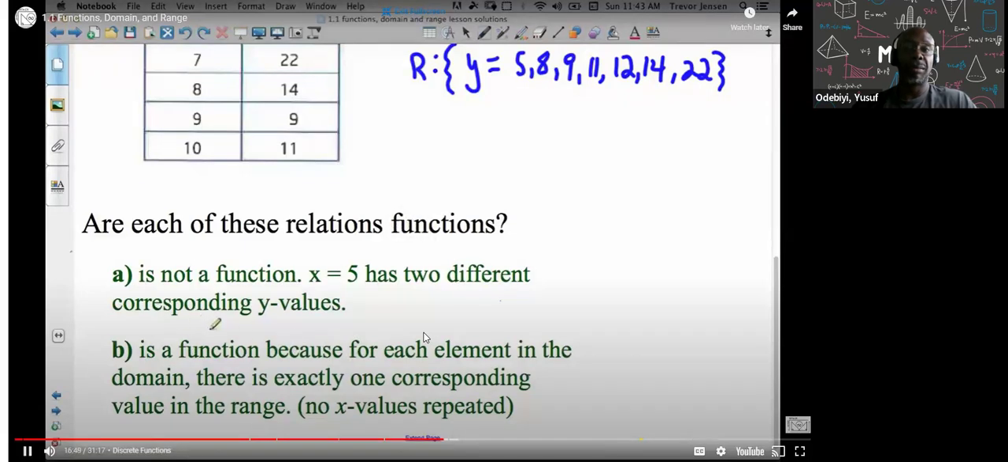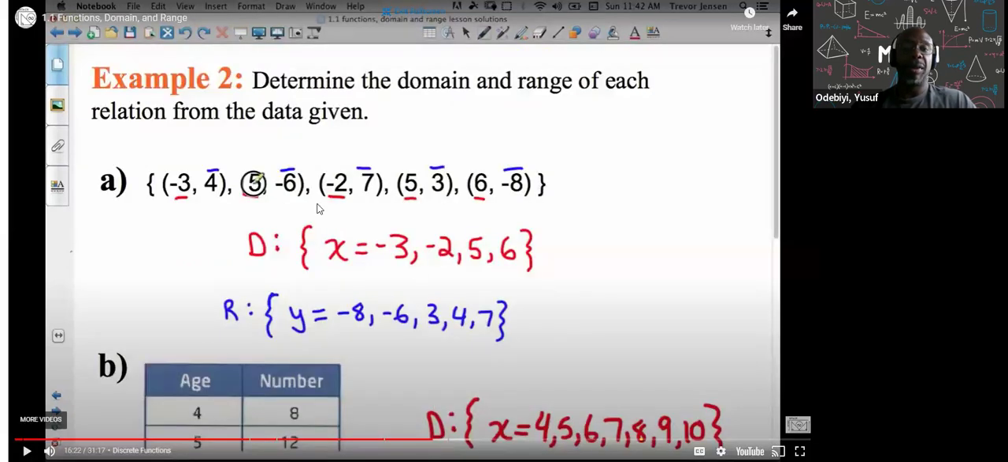Is a function because for each element in the domain, there's exactly one corresponding value. Okay, so the question here is, for the questions that we saw above, is this one a function? Is this a function? And the answer is no, it's not a function.